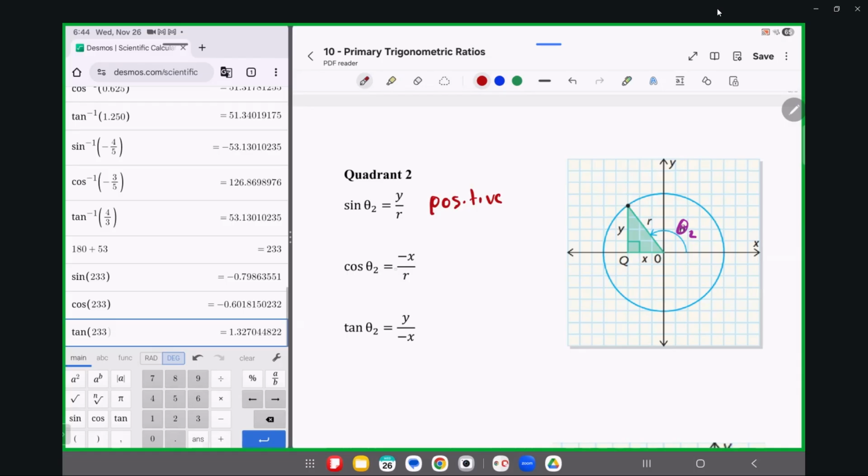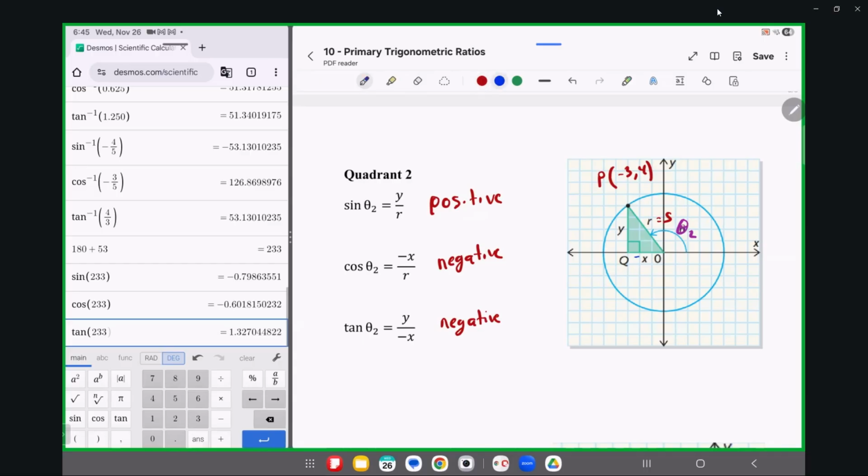Cosine of theta 2 is equal to negative x over r. Since we've got a negative number here, that means our ratio will be negative. And tan of theta 2 is y over negative x, because remember, this value will now be a negative x value. Again, if you want to think about an individual point, this could be the point negative 3 comma 4, where the radius is 5. Because again, I'm just using the description given here. And tan will also be negative.